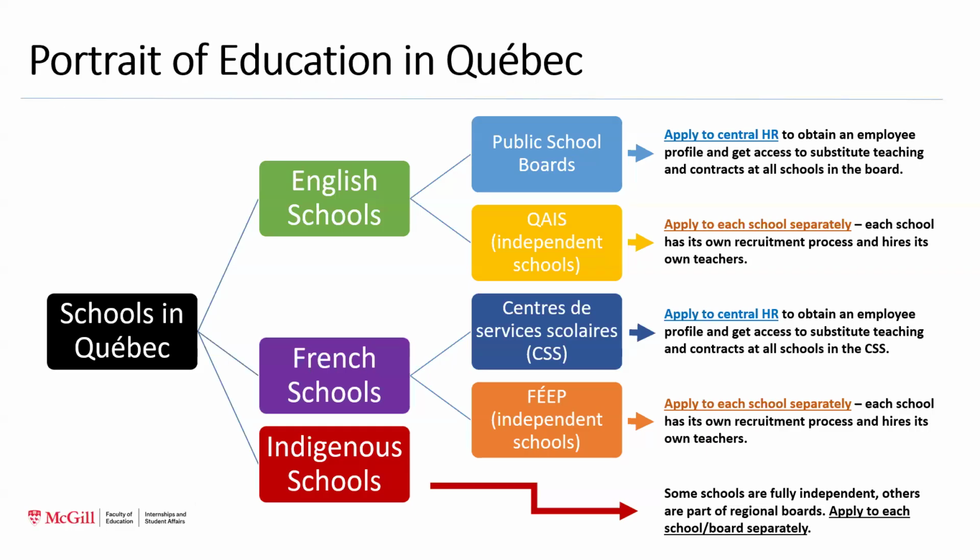For the independent schools, there are two main associations in Quebec. There's one for English schools called the Quebec Association of Independent Schools. With this one, they don't take charge of hiring at the central level. You want to apply to each school separately because each school has its own recruitment process and hires its own teachers. Same thing with the FEEP. You apply to each school separately. We'll talk a little bit more about that later.